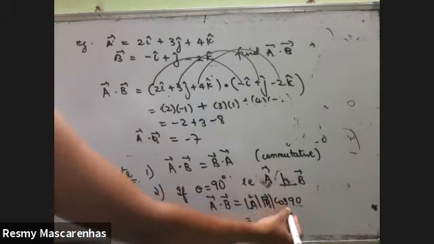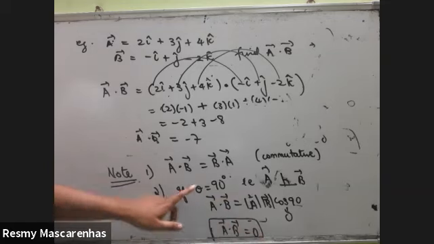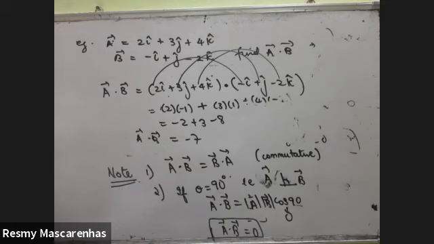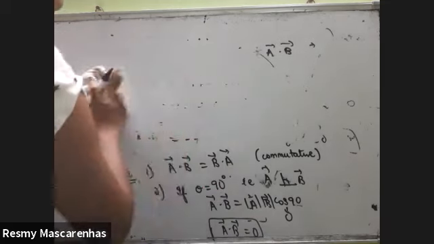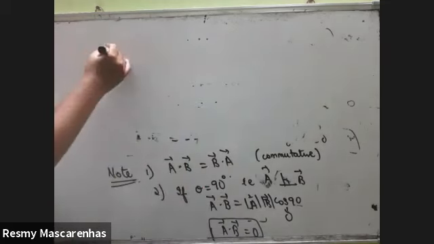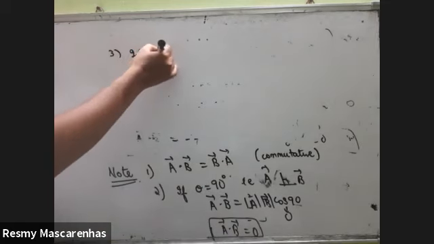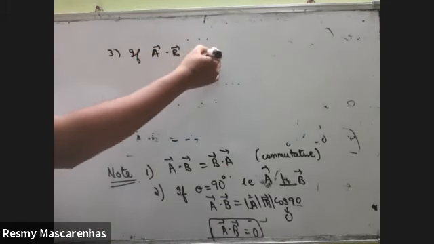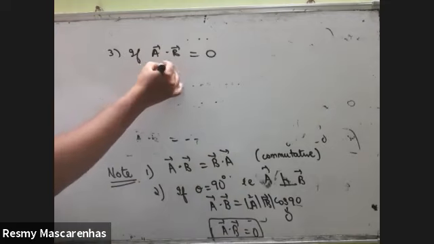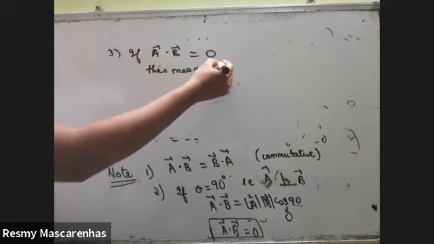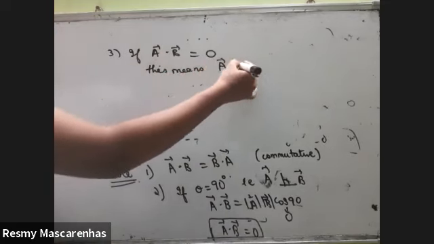Or after finding a bar dot b bar, if you are getting 0, it means they were perpendicular. The reverse process also means the same. It means what? If after calculating this value you are getting 0, this means a bar is perpendicular to b bar.